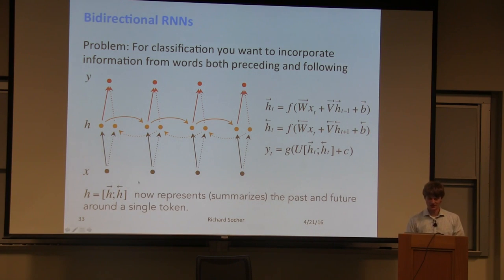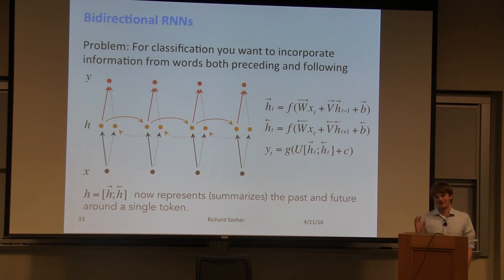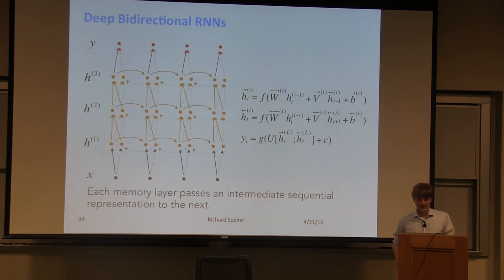All right, so H here represents, in some sense, a summary of all the past and future around that single token. Now, what if we wanted to make it even more powerful and we actually want to have a deep transformation that every word vector goes through and every hidden state goes through? And this is the final culmination of models of today's class, which is a deep bidirectional recurrent neural network.